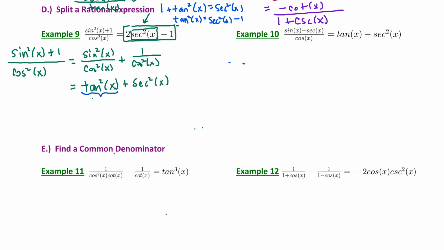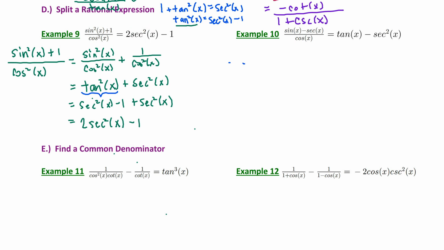Then we can replace tangent squared of x with its equivalent, secant squared of x minus 1. So doing that, we obtain secant squared of x minus 1, and then we still have the original secant squared of x. But now you can see we can combine like terms to obtain 2 secant squared of x minus 1, which is identical to the right side of the original equation. So we have verified the identity.